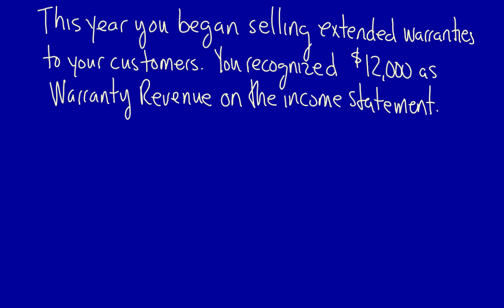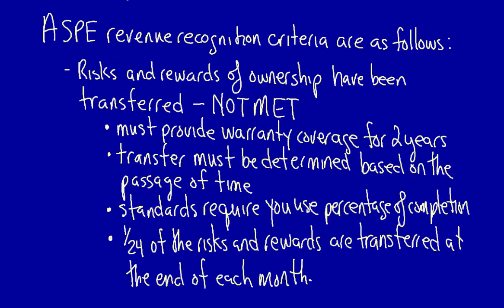All right. So you are looking at the plan and you're looking at the case facts, and this is where you do your analysis. Notice you are doing the analysis as you're writing your response. You can put a heading on here saying analysis. That's totally acceptable. So let's assume I analyze it against ASPE standards. ASPE revenue recognition criteria are as follows. Risks and rewards of ownership have been transferred, not met.